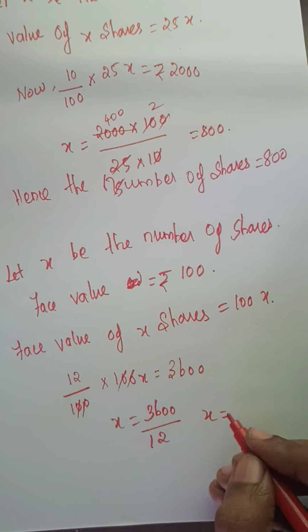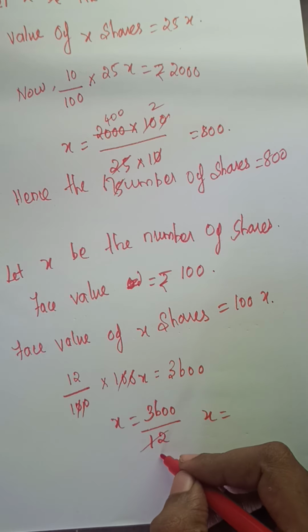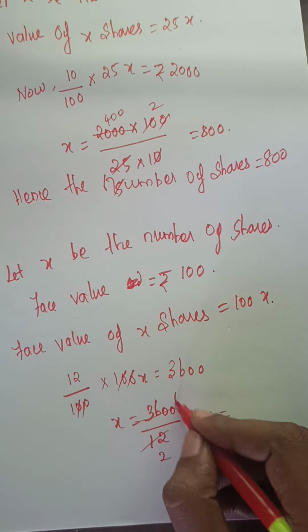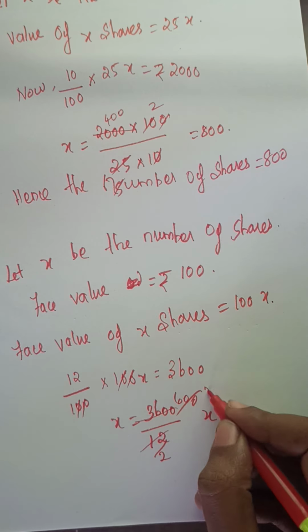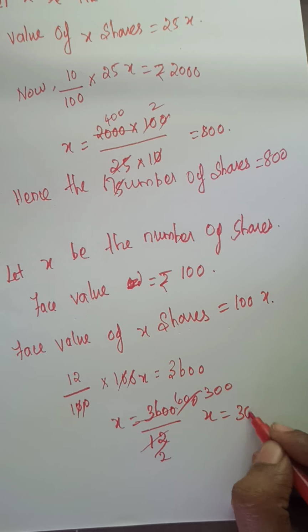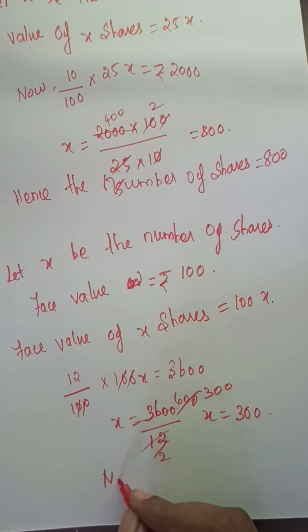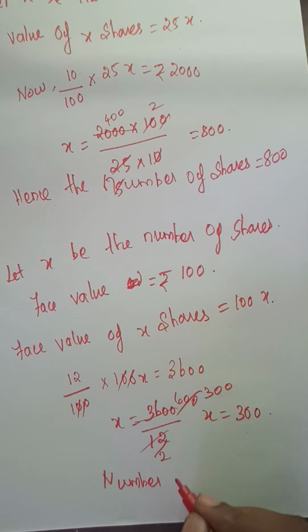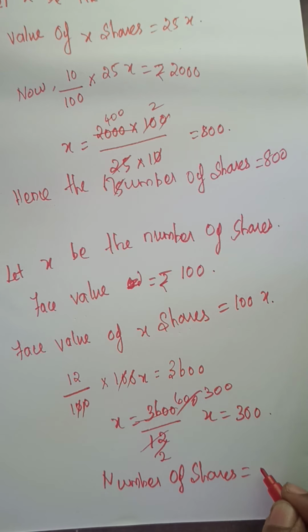X is equal to, simplifying, sixth table can do. 600, again cancel, 300. So x is equal to 300. What about the number of shares? So the number of shares is equal to 300. Understand? Number of shares is equal to 300. Got it? Okay. Let's move to the next example.